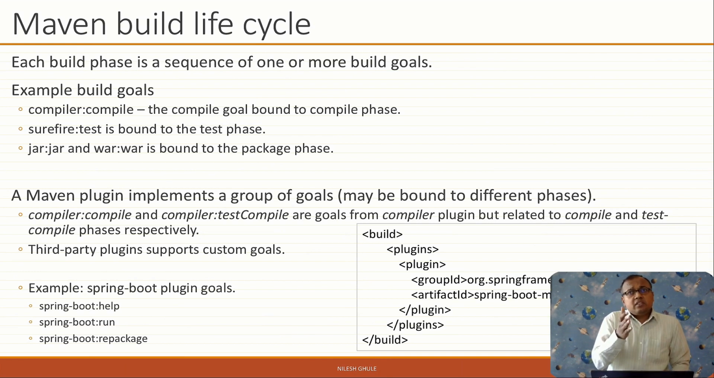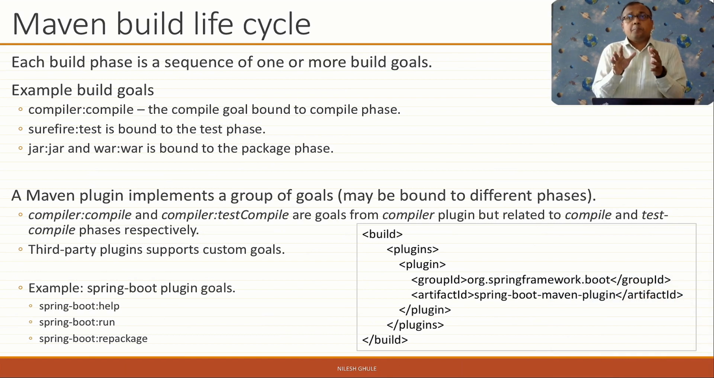Not only that, even third-party plugins are implemented by the framework to provide custom goals. A good example would be Spring Boot plugin goals. Spring Boot has its own plugin, and that plugin provides you certain goals like help, run, or, let's say, repackage the application. What you need to do is put these plugin information under the build section in your pom.xml file.